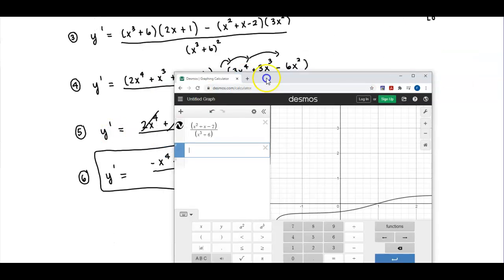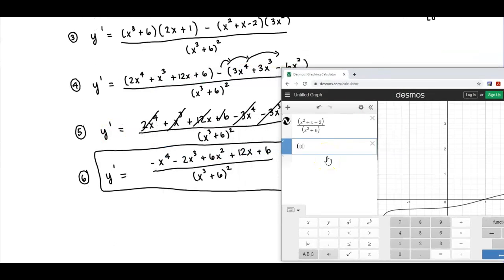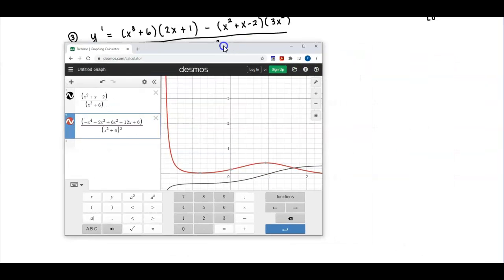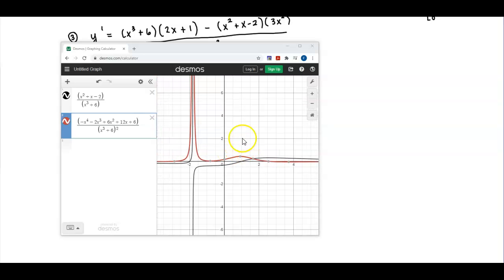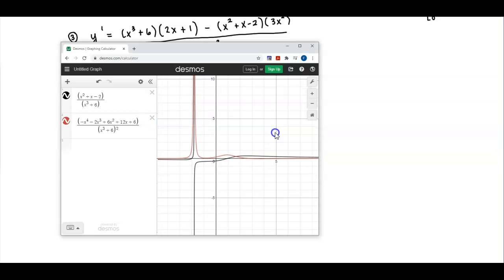And then the derivative function is the following. We have negative x to the fourth minus 2x cubed plus 6x squared plus 12x plus 6, and then we're dividing that by x cubed plus 6, and that is squared. Okay? Let's go ahead and expand this a little bit more so we can see what's happening with our graph. So here is what our graph looks like.